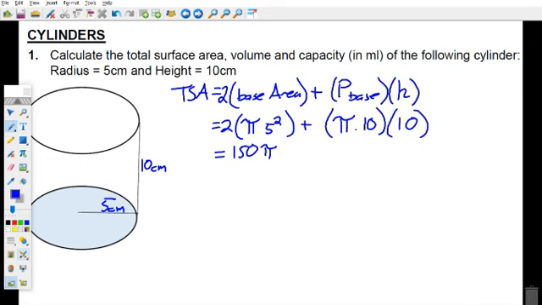Okay, so that is in 2 decimal places always. So 471.24.